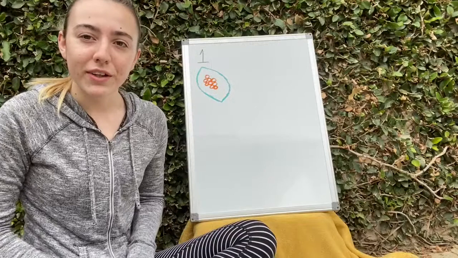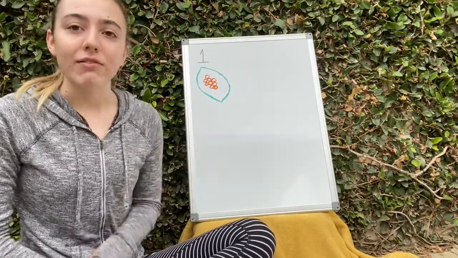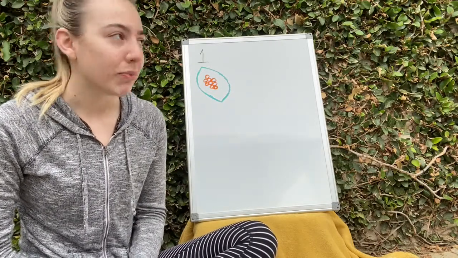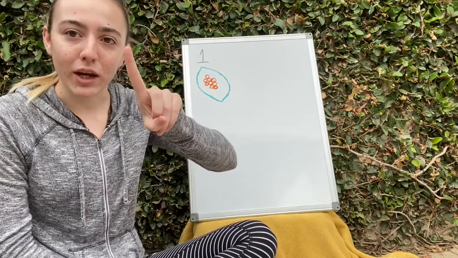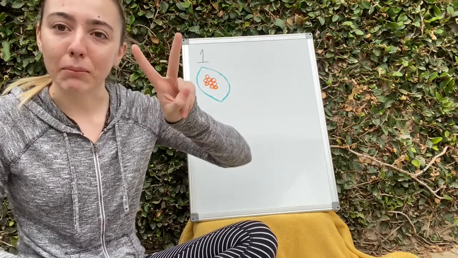Awesome job, friends, drawing the eggs on the leaf. I drew my orange eggs on the leaf, and remember the mama butterfly flies around and finds a nice leaf and she lays her eggs on there. So that's the first step. That's number 1. Can we say first step? Alrighty friends, let's move to step number 2.